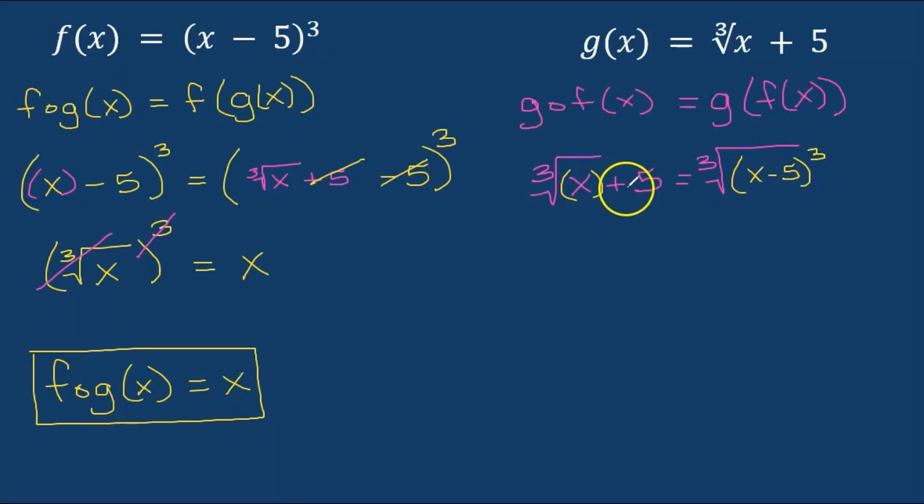Don't forget the plus 5 that's at the end of g of x. Now be very careful here. Inside of the cubed root is the parentheses cubed. The plus 5 is separate from the cubed root. Remember that a cube and a cubed root cancel each other out. So we're going to be left with x minus 5 plus 5. These also cancel each other out, and so we're left with x.